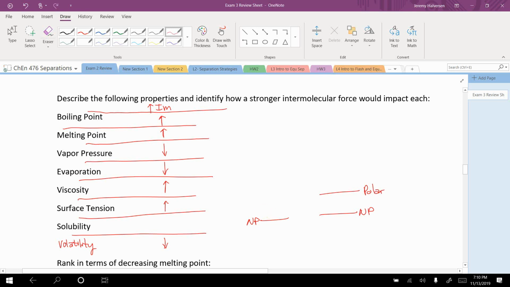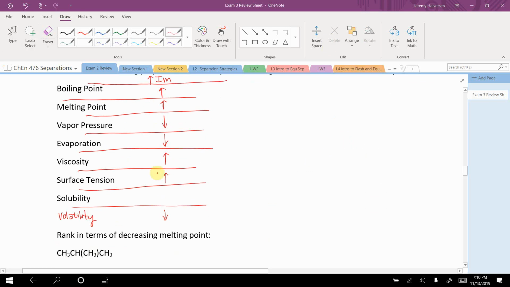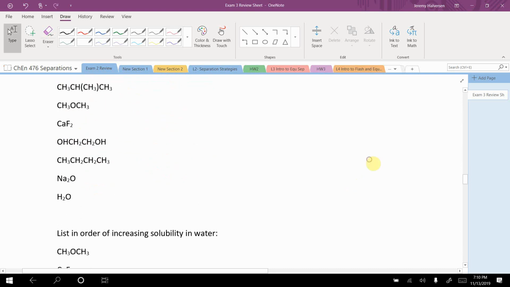Wow, that was a stupid question. Moving on. If my solvent, just erase everything. Okay. If my solvent is nonpolar, what's going to dissolve in it? Nonpolar solutes. Okay. Sorry, that's also stupid. I don't know why I wrote that. Okay, let's just do it.